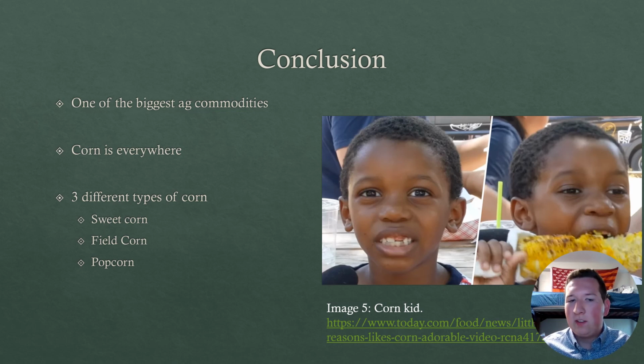And from that, we go back to the three different types. Sweet corn, which is mainly going to be the corn that we eat right off the cob, like the corn kid in this picture. Field corn, which is going to be used to feed our animals and is going to be in the other byproducts. And popcorn, which is used to make popcorn.